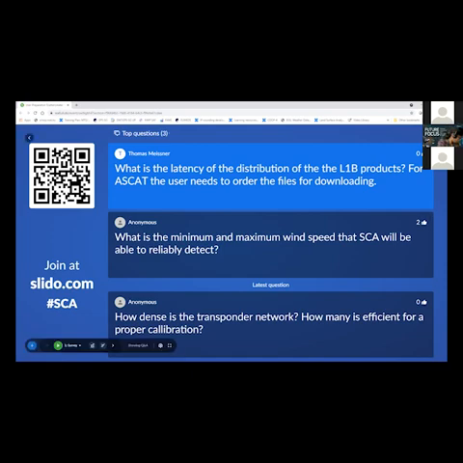What is the latency of the distribution of the level 1B products? For ASCAT, the user needs to order the files for downloading. Thomas, I'm going to answer this in my second talk. I do have a second part where I'm going to say something about the distribution and the files and so on. So this will be answered in a couple of minutes.